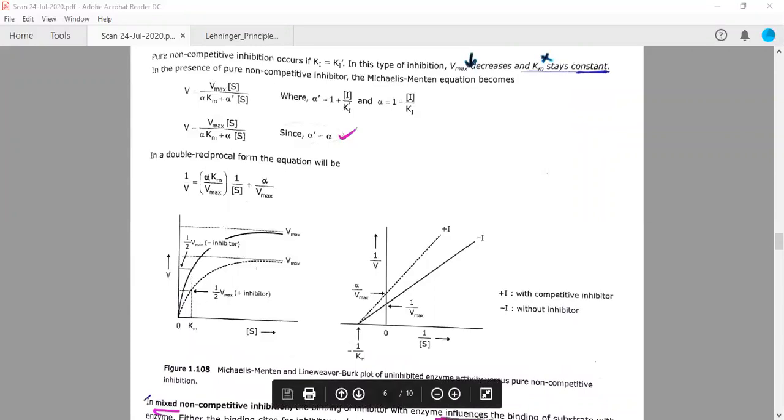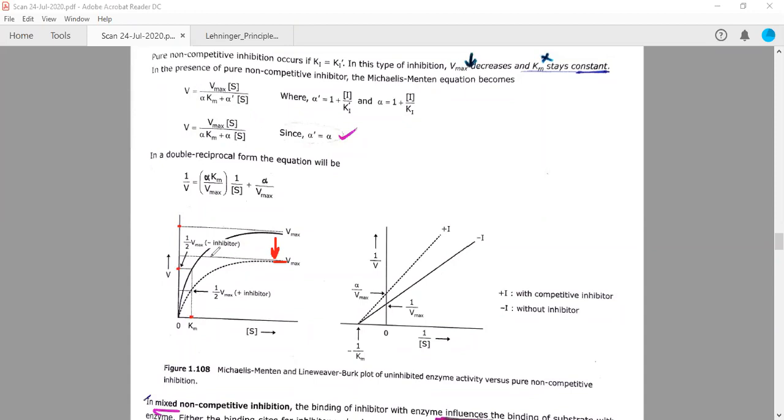As we will see from the plot also. The plot is more clearly showing that Km is not changing. It will remain constant. So suppose this is the Km value. In both the cases, the Km will remain the same, whereas the Vmax is decreasing. Minus inhibitor means there is no inhibitor. In the presence of inhibitor, plus inhibitor, this is a dashed line, so it will decrease from here to here. But the decrease is in such a way that in the first case, this was Vmax, so here was the half Vmax.